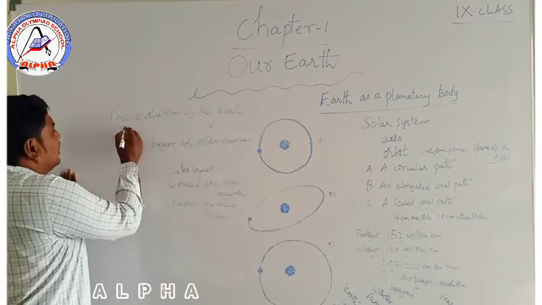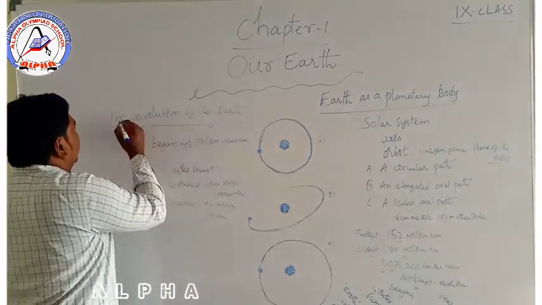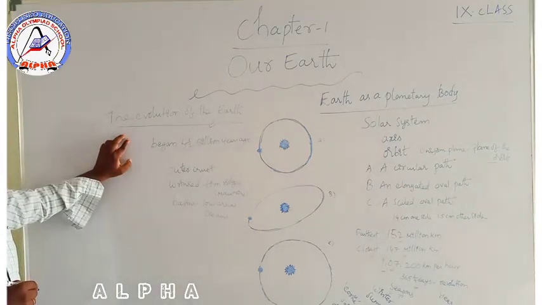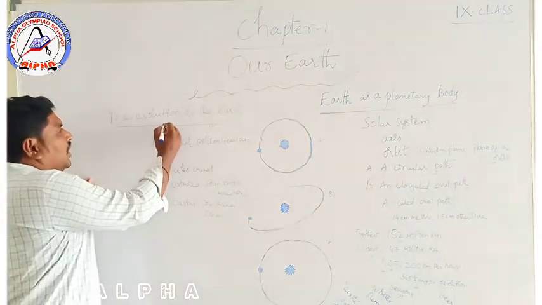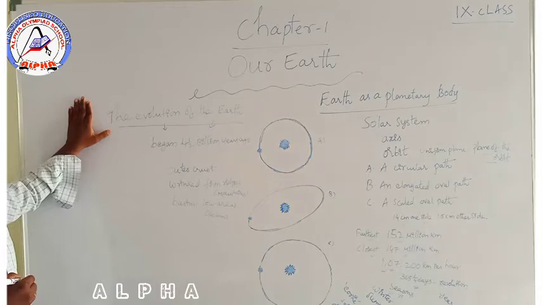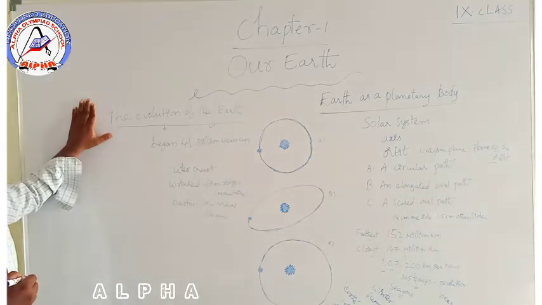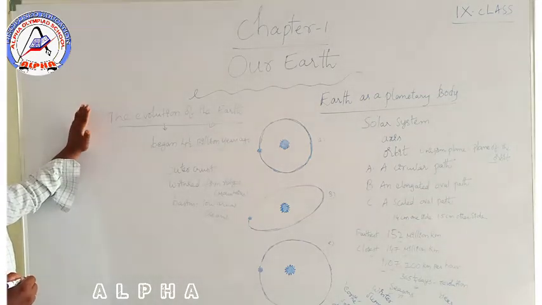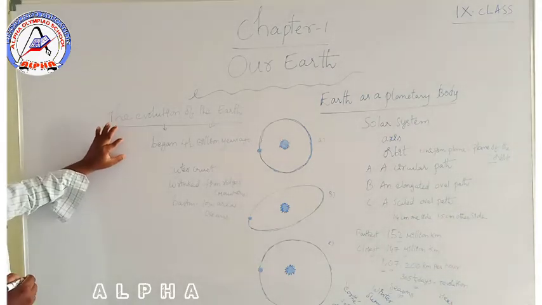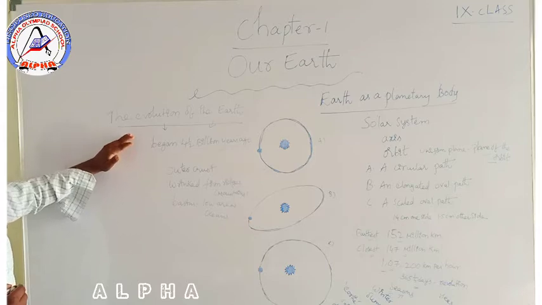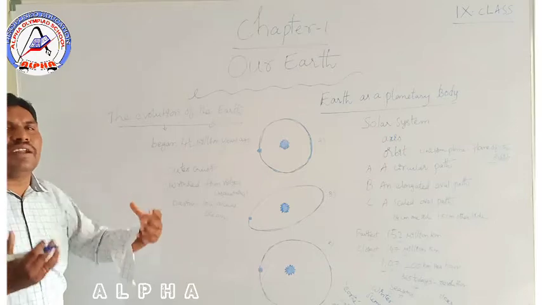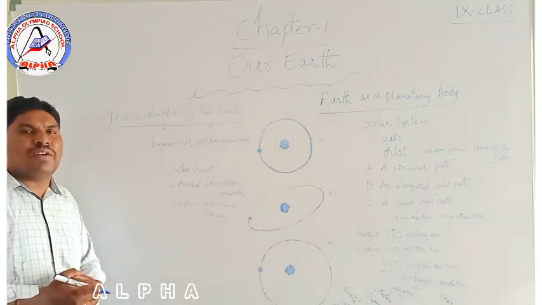Next part of this lesson, the evolution of the earth. Evolution, in English, means changes. So what kind of changes can we observe on our earth? This is the next part of this lesson. When we discuss this part, the scientists are still debating about our earth. The scientists have a lot of interest.